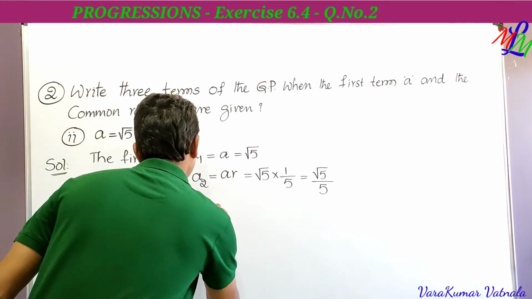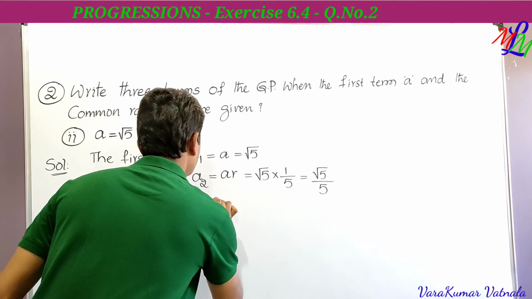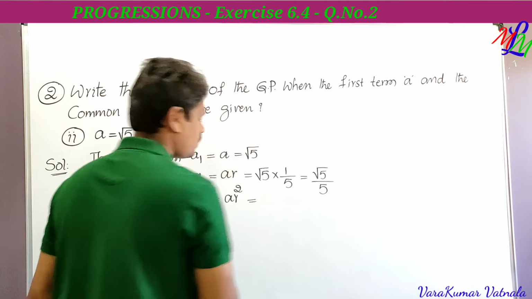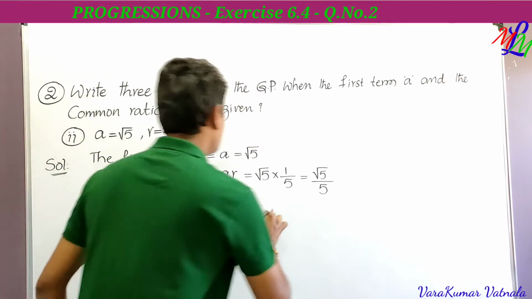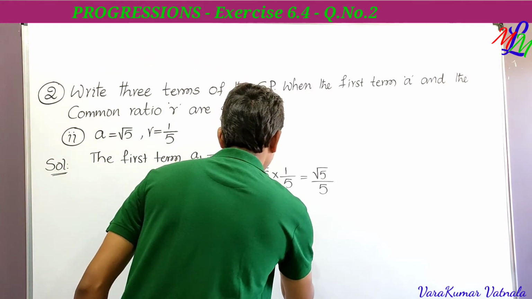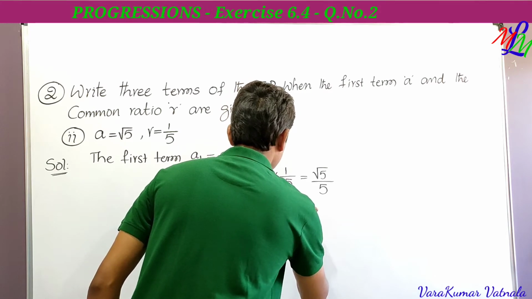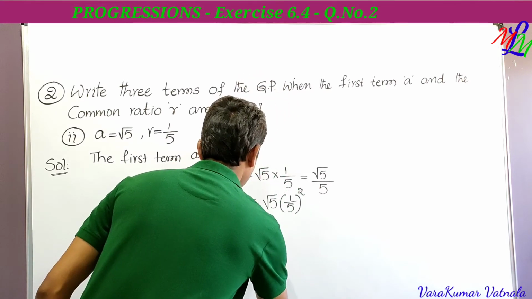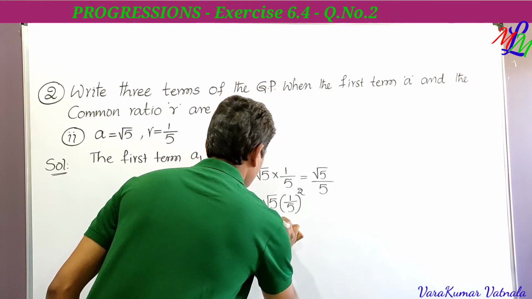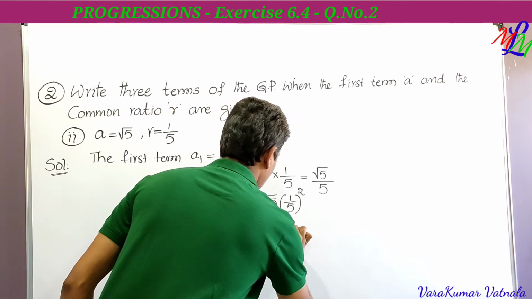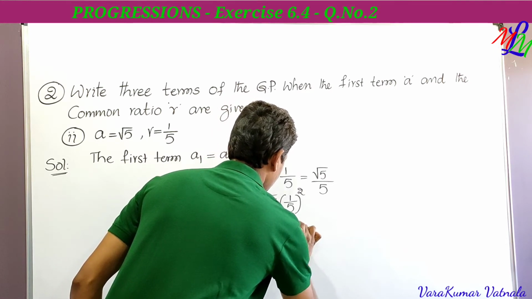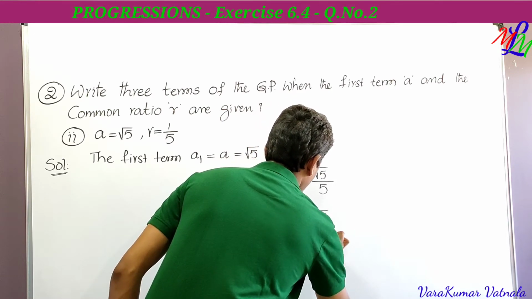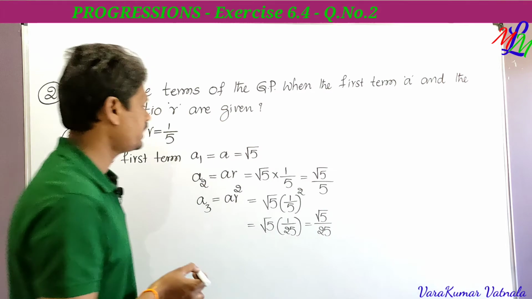Next the third term A3 is equal to A into R square. This is the third term. So A value is root 5 into R value, which is 1 by 5 whole square. So we can write root 5 into 1 by 5 whole square, which is 1 by 25. So it becomes root 5 divided by 25.